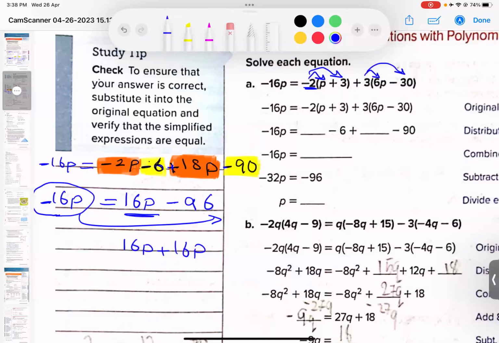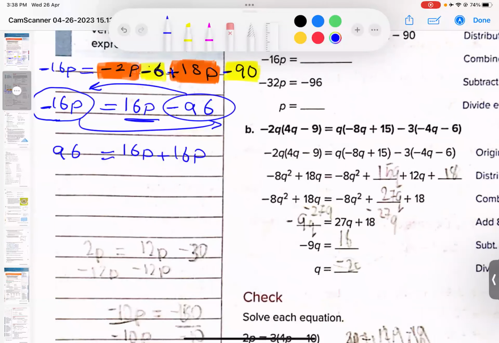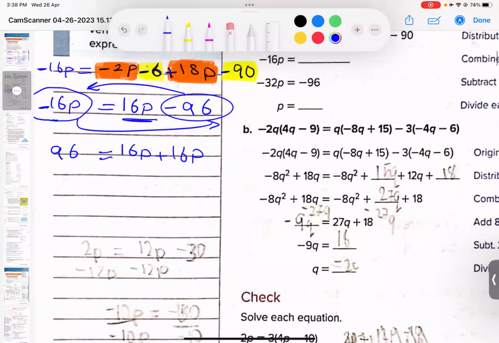Yes. What about negative 96? What should I do in this case? Negative 96, I have to move it to the other side. So it's going to be 96, right? Yeah. Okay, so let me add 16p plus 16p. And as you can see right now, we have like terms. I mean, p and p, you have the ability to add them together. So this one seems like 32p, which equals 96. Am I right?